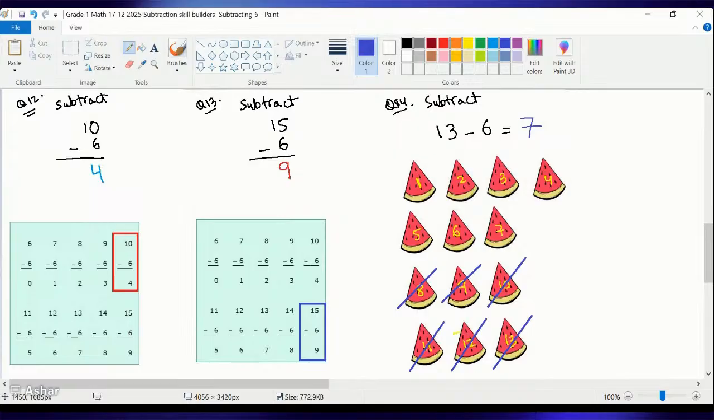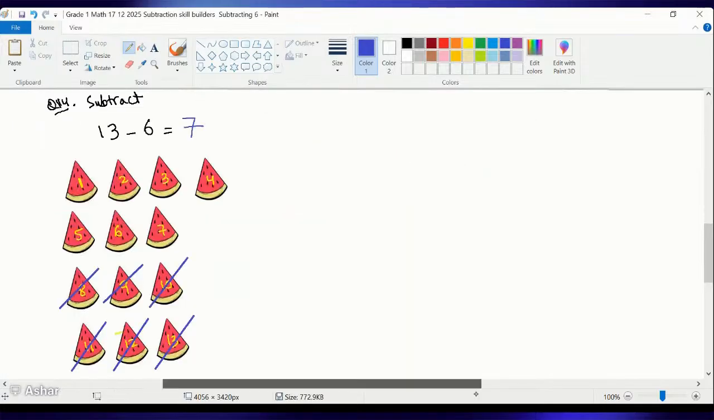13 minus 6 is 7. Okay, that's very good. Let's do one thing. Let's try some questions from the test, and please do complete the test, all the questions, so that you have more practice and you have a better understanding.